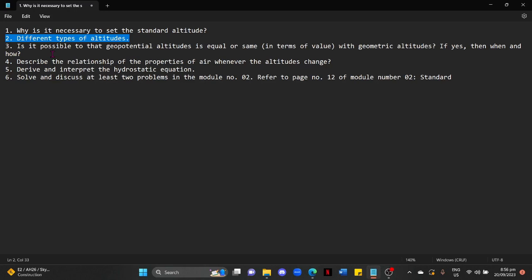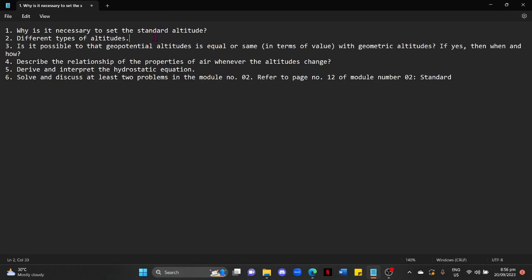It is the fictitious altitude in which we assume that there is no change, or we have a constant gravitational acceleration, which in this case is 9.8066 meters per second squared and 32.174 feet per second squared. Now it is also called the gravity adjusted altitude.